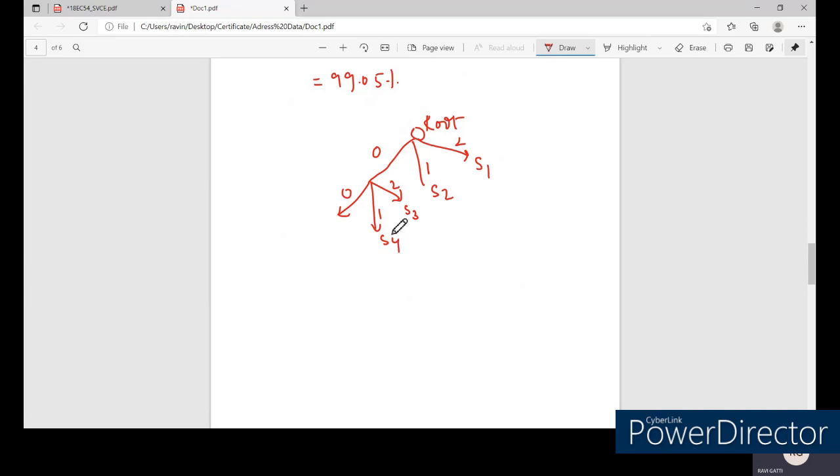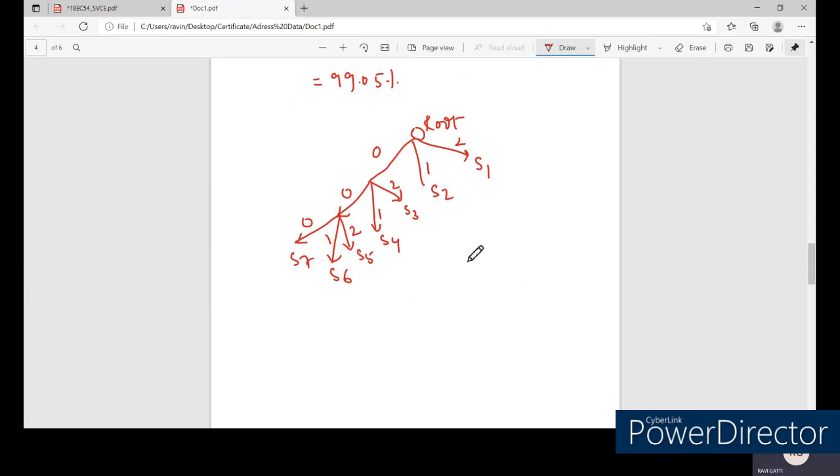Next, again I do the division: this is 2, this is 1, and this is 0. Next, 0 0 2 is S5, 0 0 1 is S6, and 0 0 0 will be S7.